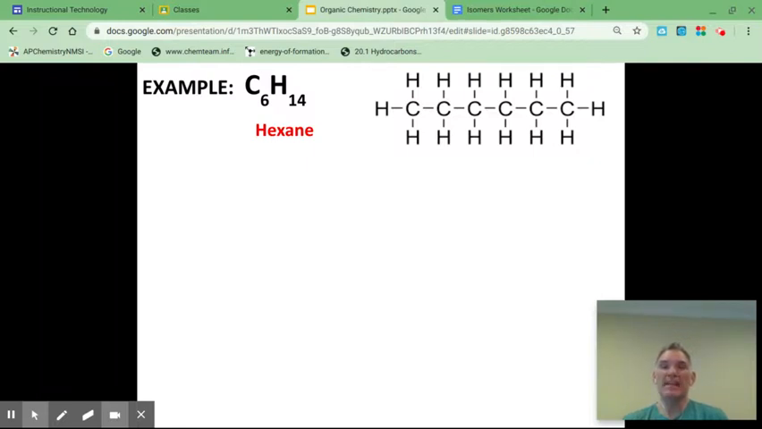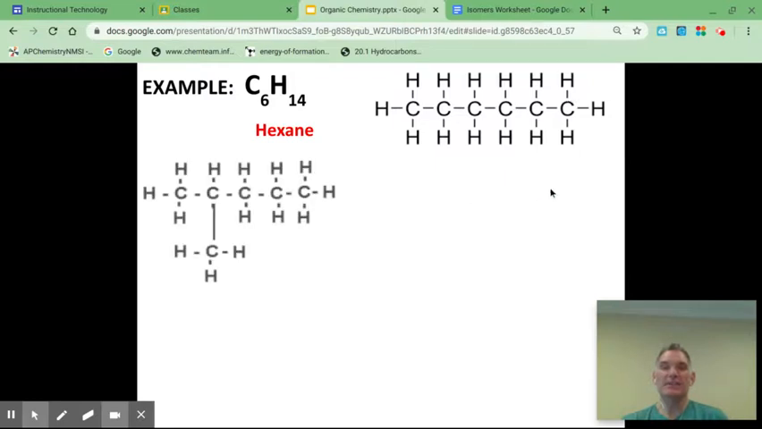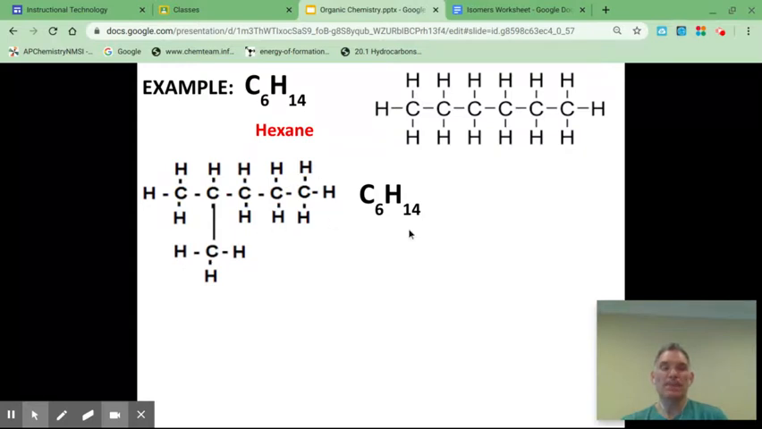I want to make an isomer, take a carbon off, put it in the middle. So notice what I have. And notice this time to be different, I put it on the bottom, but that's not going to change what it is. So now I have C6H14 here. 5 and 1 is 6. 3, 6, 7, 8, 9, 10, 11, 12, 13, 14. So I have C6H14. It's an isomer.